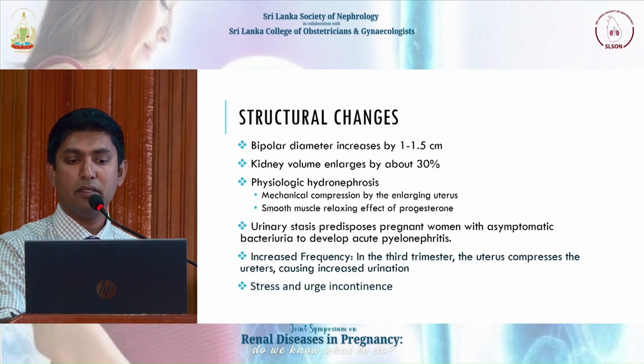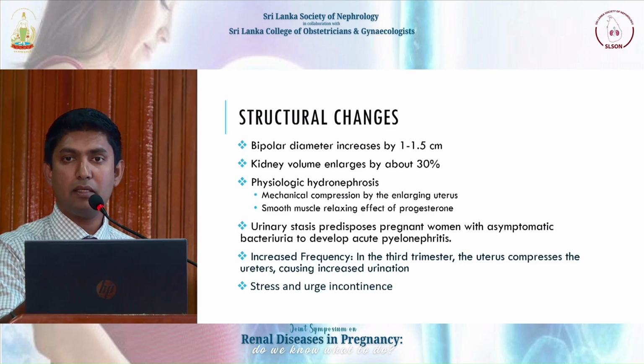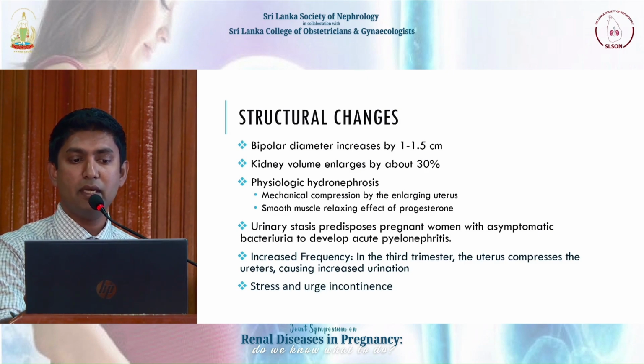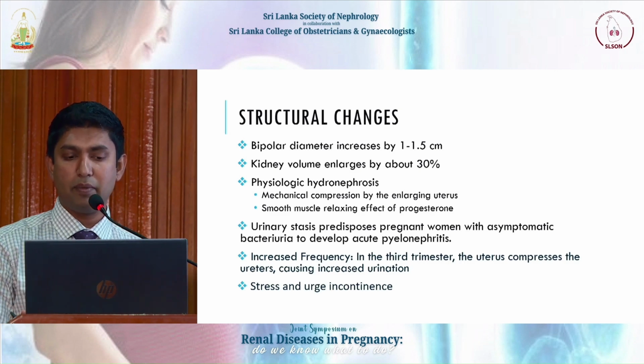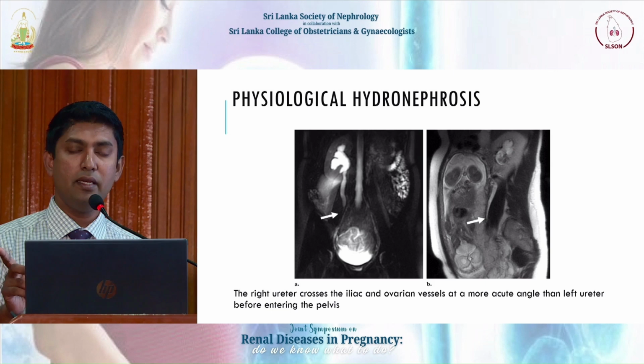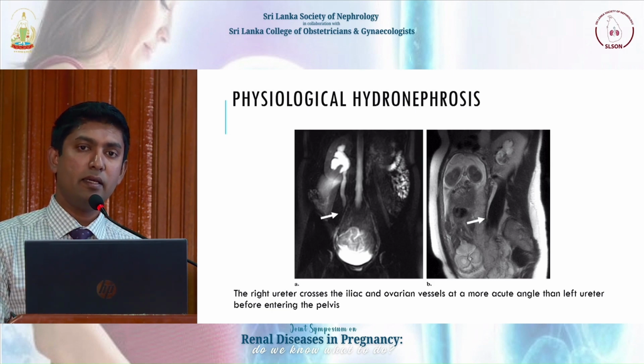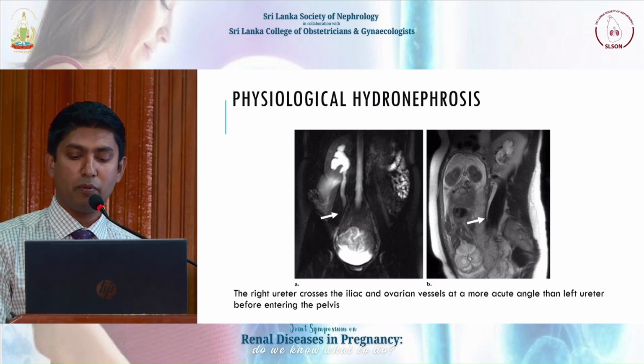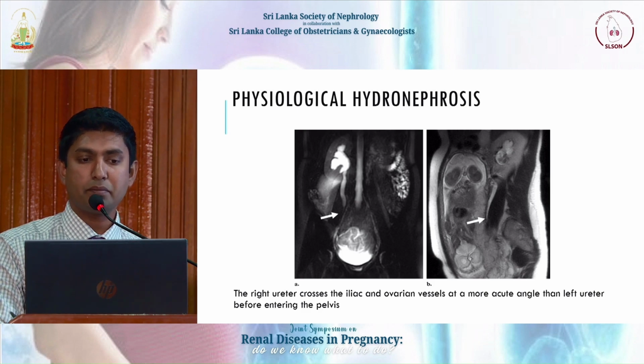That is because of the lower segment of the uterus or the fetal head having a compression. Then stress and urgency incontinence, although they are not structural changes, those are common complaints that you might hear. So you can see the hydronephrosis, and you know it's more in the right side because the right ureter crosses at a more acute angle through the vessels in the right side. So you commonly see it's on the right side.